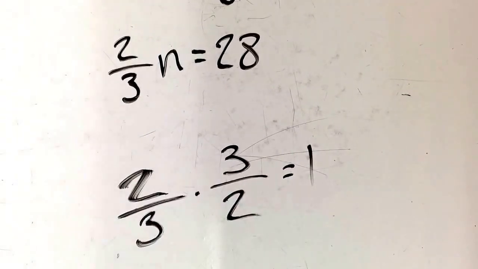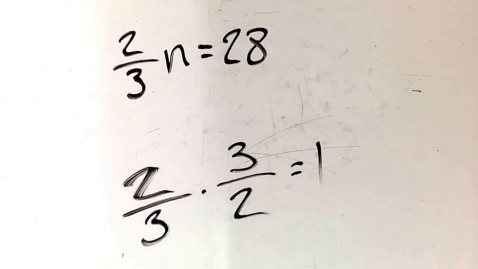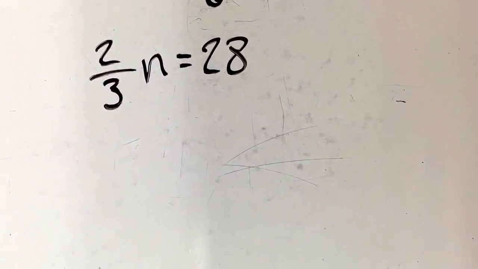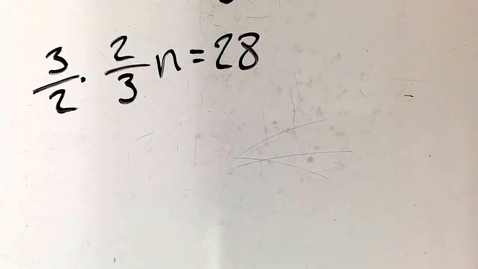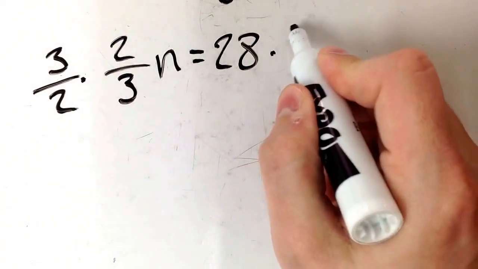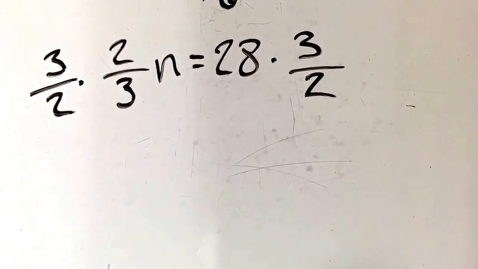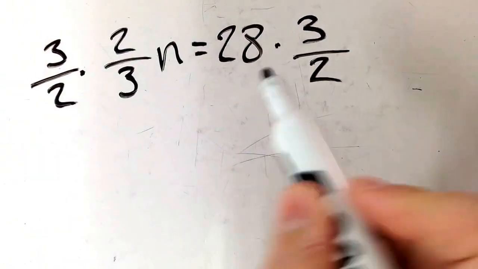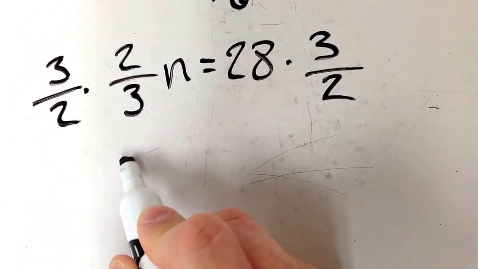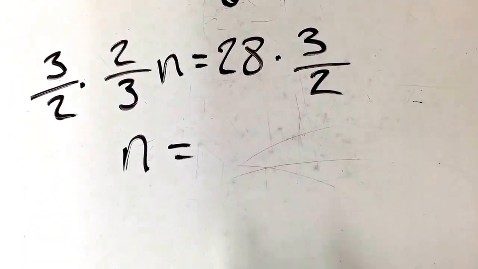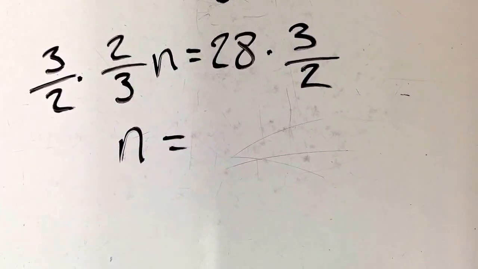2 times 3 is 6, and 3 times 2 is 6. So 6 over 6 is equal to 1. So I'm going to multiply by 3/2 on both sides. Like we said, this is already 1. So 3 times 2 would be 6 over 6n, or just n, equals 28 times 3/2.